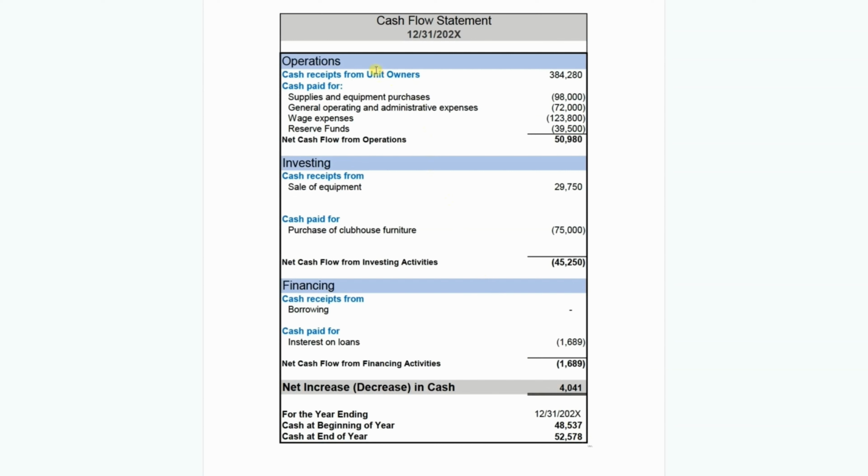When reviewing the cash flow statement, there are a few key points to focus on. Operating activities. It's important to ensure that the association is generating enough cash flow from its daily operations to meet its financial obligations. Investing activities. It's important to track this because it shows how much money the association is using for long-term projects and improvements. Financing activities. It's important to track this because it shows how the association is managing its debt.